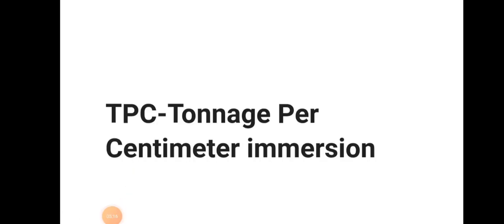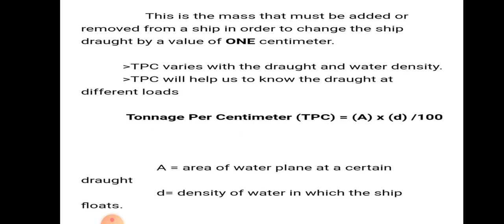Here, TPC, tonnes per centimeter immersion. Let us discuss this TPC. This is the mass that must be added or removed from a ship in order to change the ship's draft by a value of 1 centimeter. This TPC varies with the draft and water density, and it helps us to know the draft at different loads.